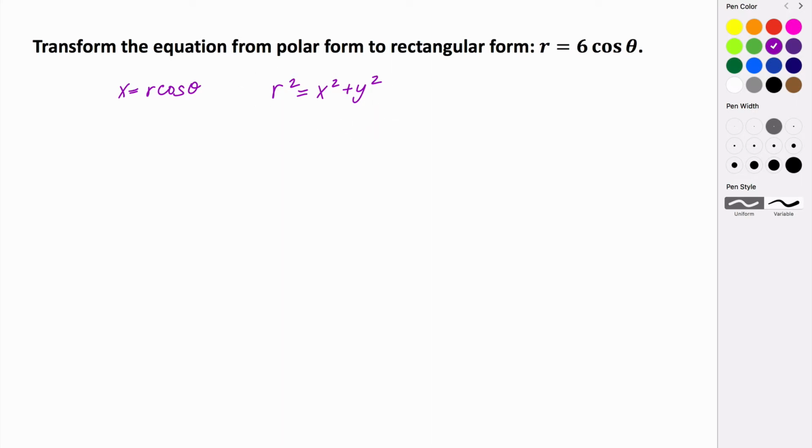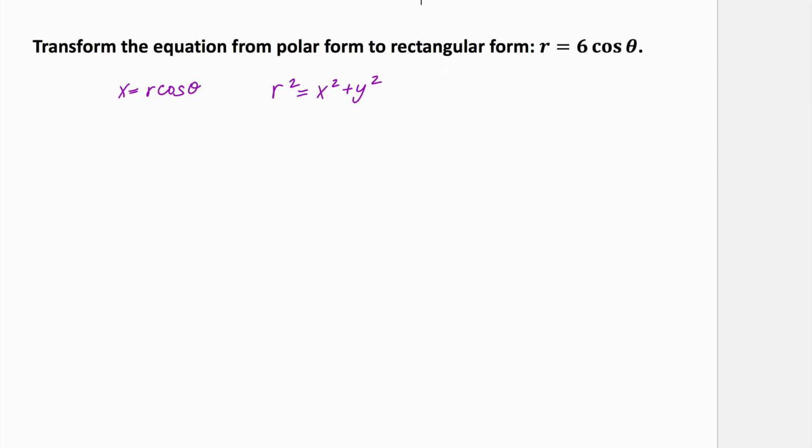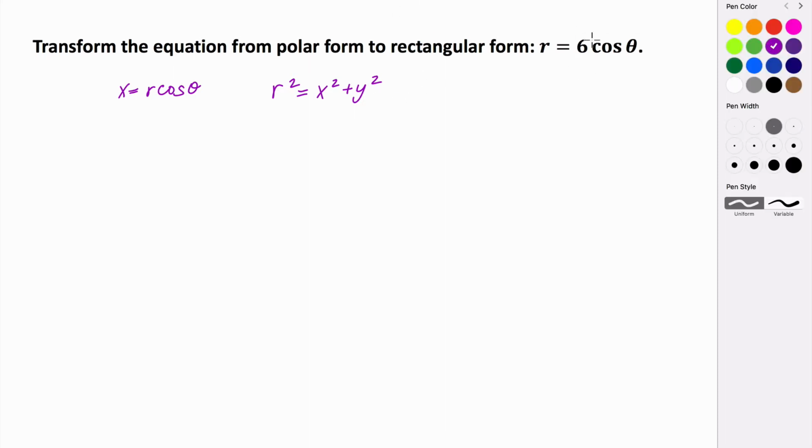So what's our approach? Well, I want to try and turn the right side into something that looks like x equals r cosine theta, and also turn the left side into something that looks like r squared equals x squared plus y squared. So what am I missing from both sides in this equation? Well, I'm missing just an r from both sides. So I'm going to multiply both sides by r, and that's going to give me r squared equals 6 times r cosine theta.